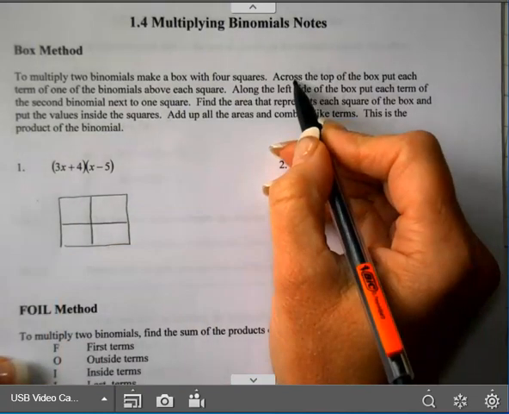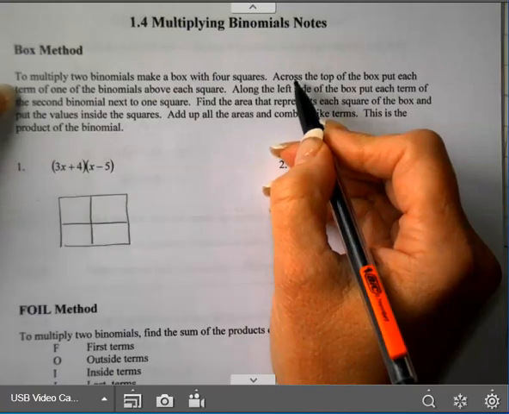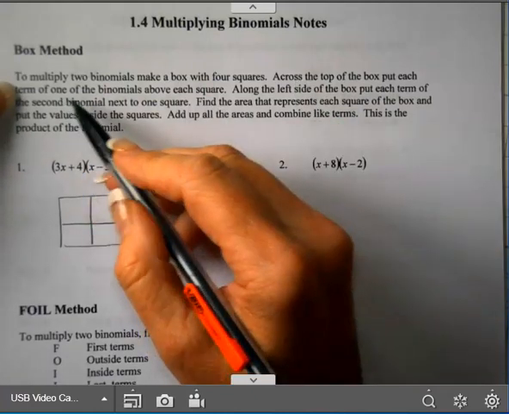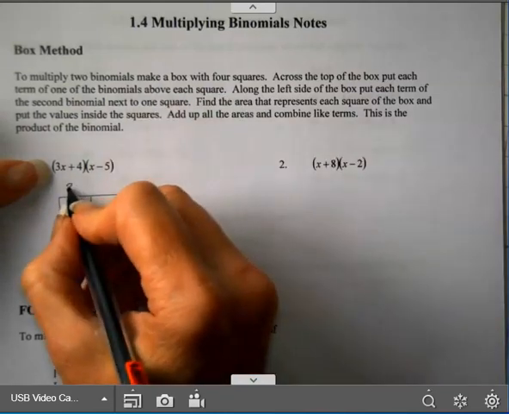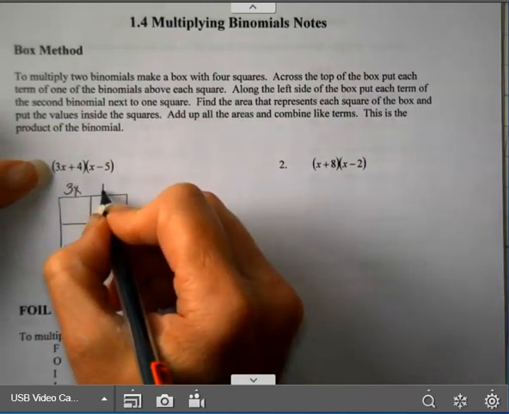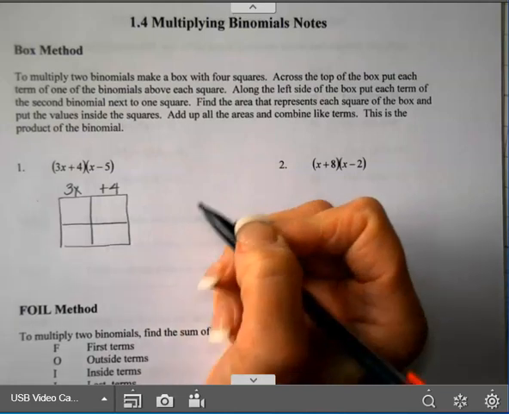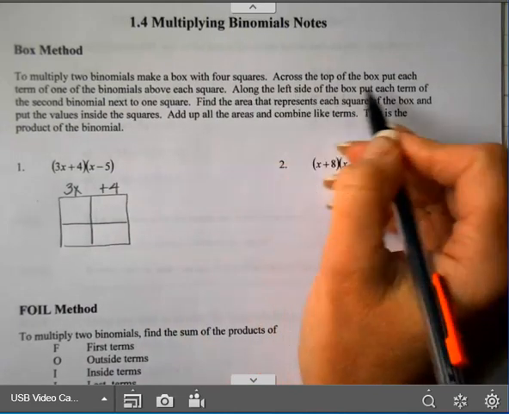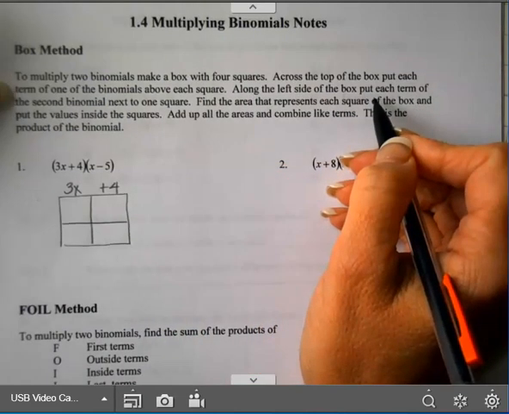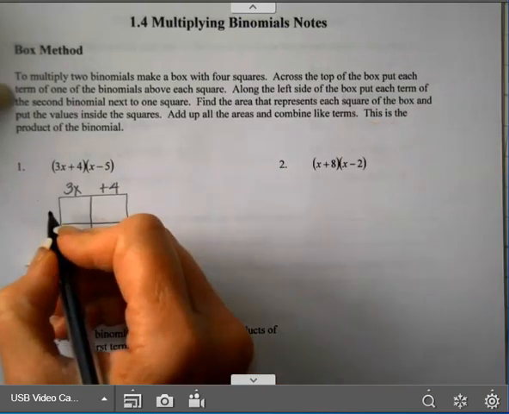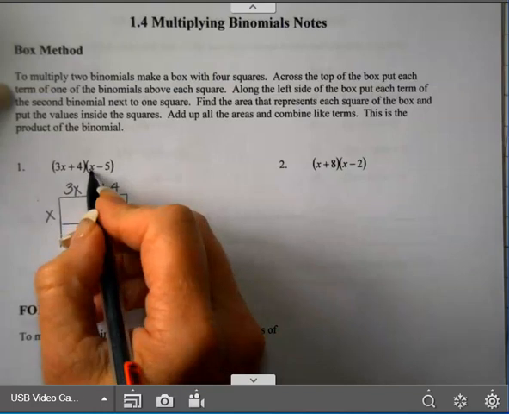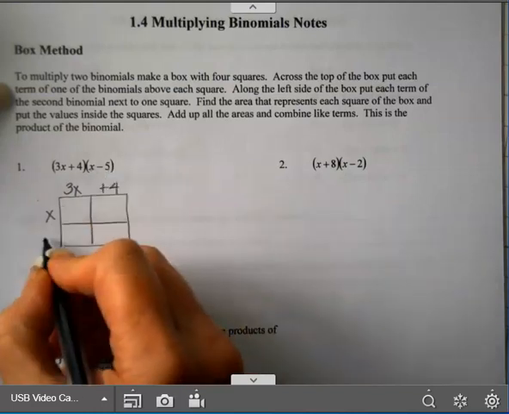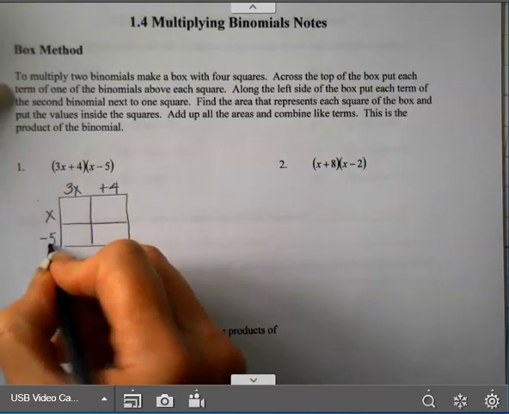And then across the top of each box, put each term of one of the binomials above each square. So I'm going to put 3x and plus 4. And then along the left side of the box, put each term of the second binomial next to one square. So I have x, that's my first one, and then my second is minus 5.